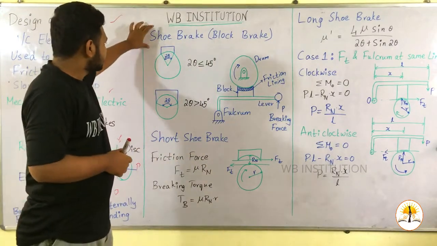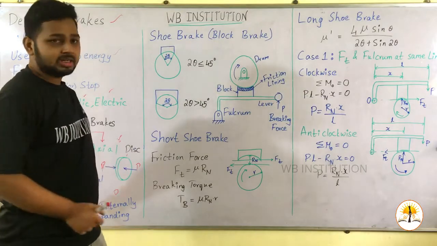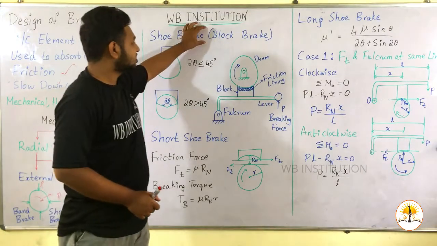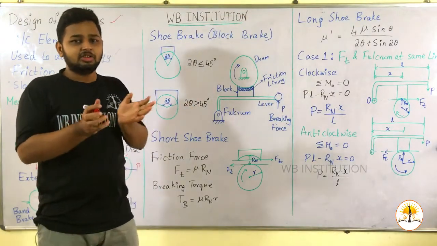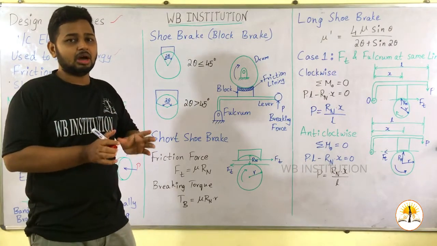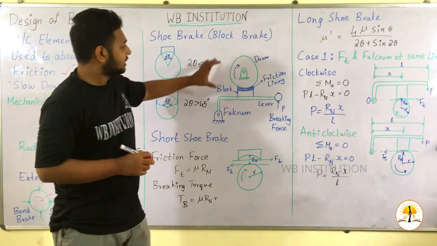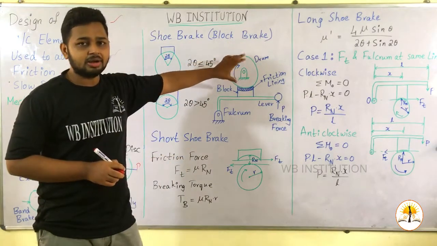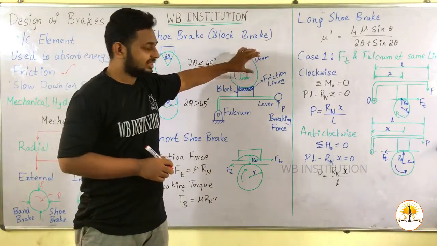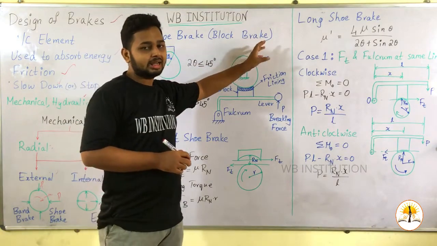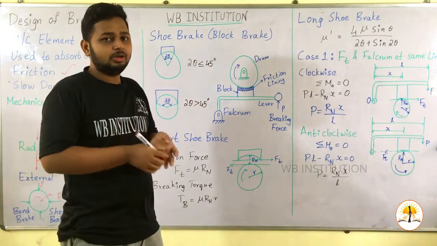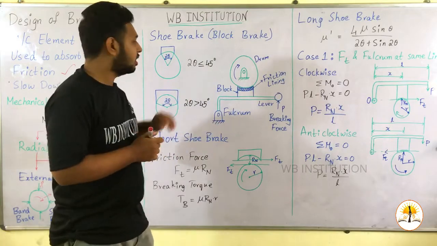Let us take shoe brake. So here we have taken shoe brake, which is also known as a block brake. By means of a block we apply some force on the rotating object. By means of friction, the rotating drum or the rotating object is brought to rest, that is, it exerts no motion in the object.